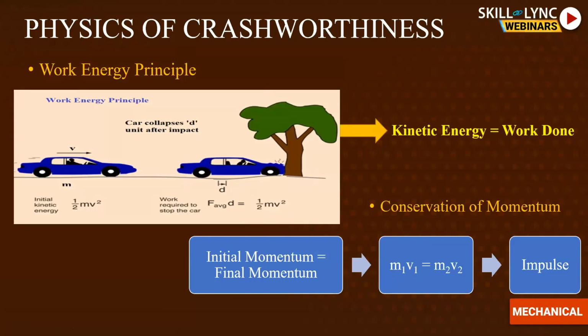Similarly, if you want to find out the velocities during the crash, there comes the role of conservation of momentum. Initial momentum will be equal to final momentum, that is simply m1 v1 is equal to m2 v2. So you can find out the values of different velocities before and after the crash. One of the important terms that emerges from that is impulse. Impulse is nothing but the force per unit time that can be used for different aspects in crashworthiness analysis. We will see all these things in further detail. This is how crashworthiness works in a simple form.